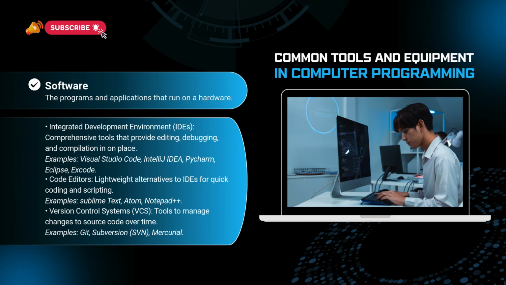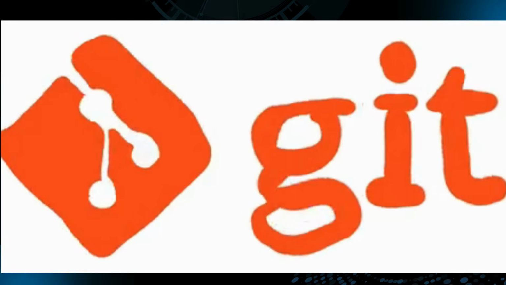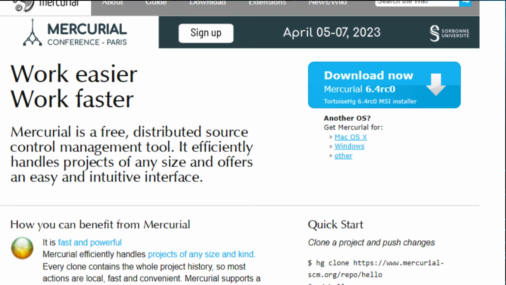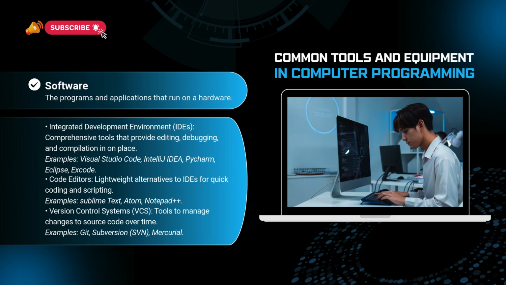Common examples include Git, which is widely used in modern software development and platforms like GitHub, Subversion, or SVN, which has been popular in enterprise environments, and Mercurial, another distributed system similar to Git. For students, the key idea is that version control acts like a time machine for code, ensuring that progress is saved, teamwork is organized, and mistakes can be undone without losing valuable work.